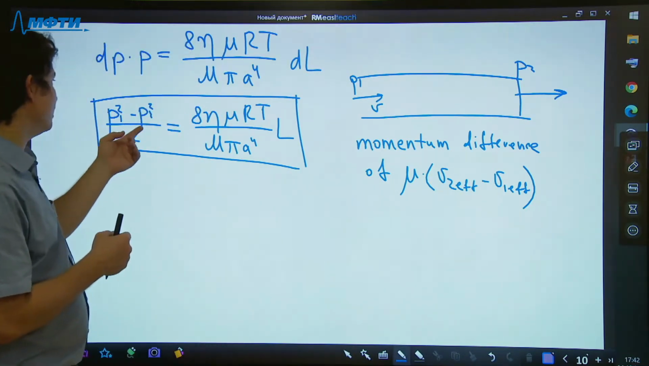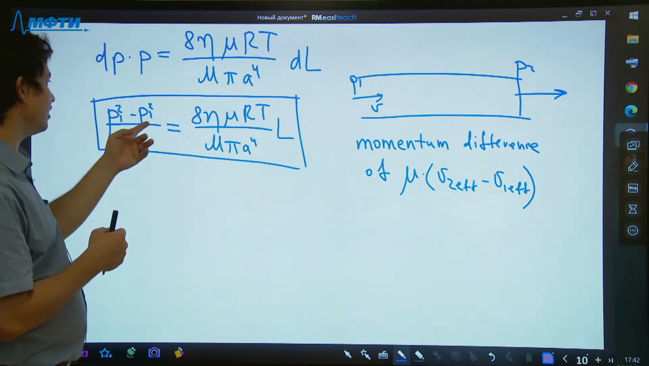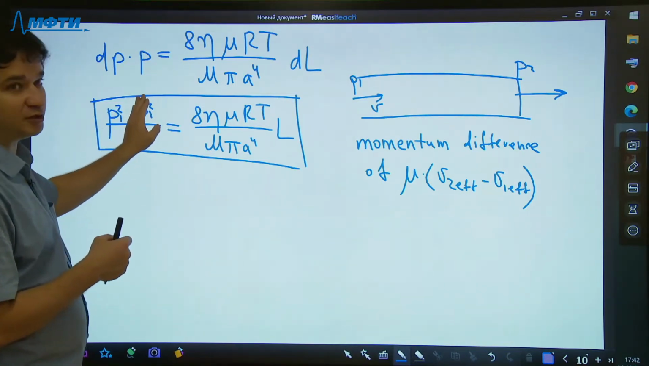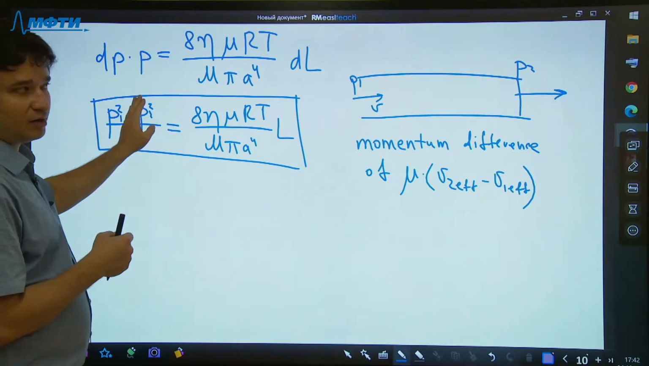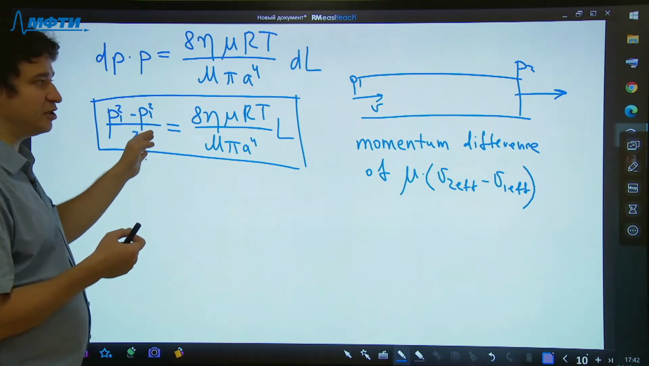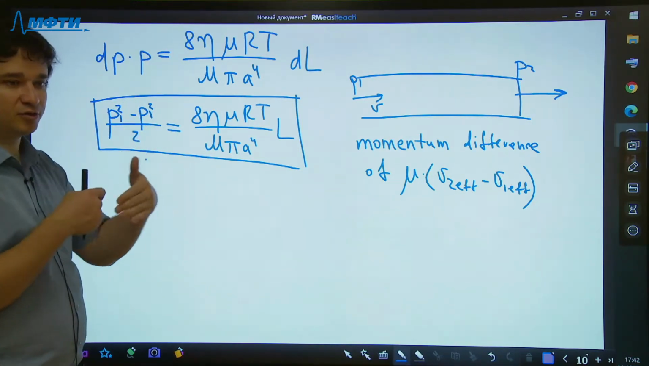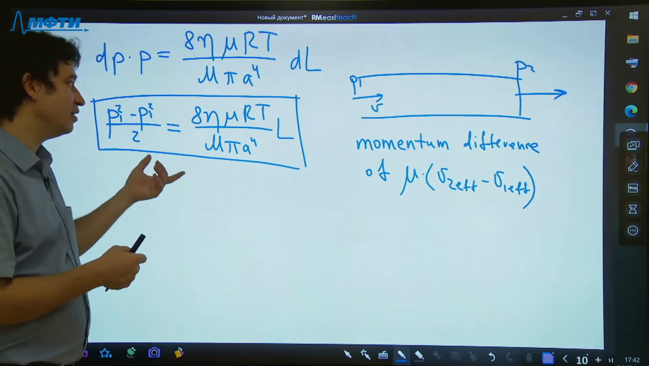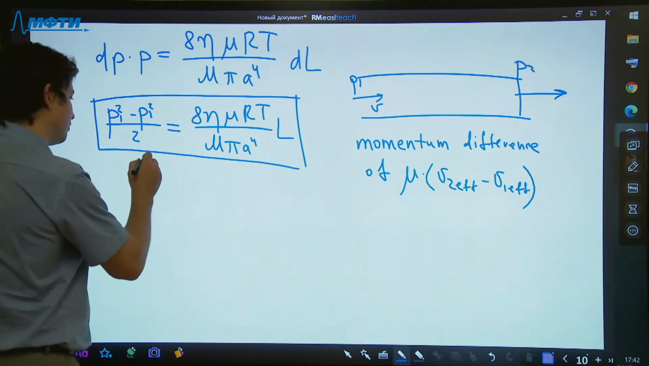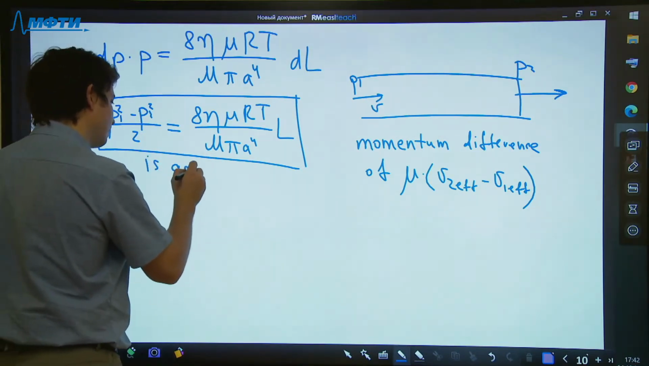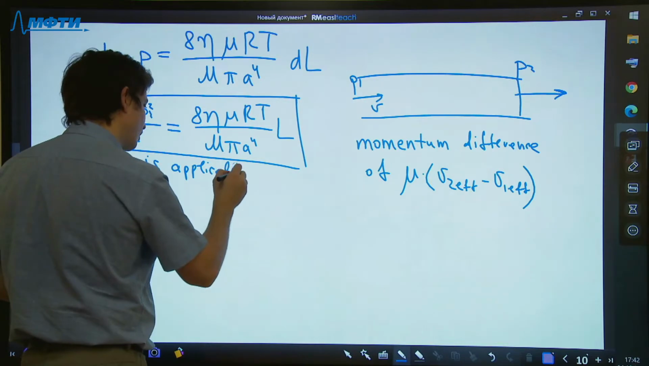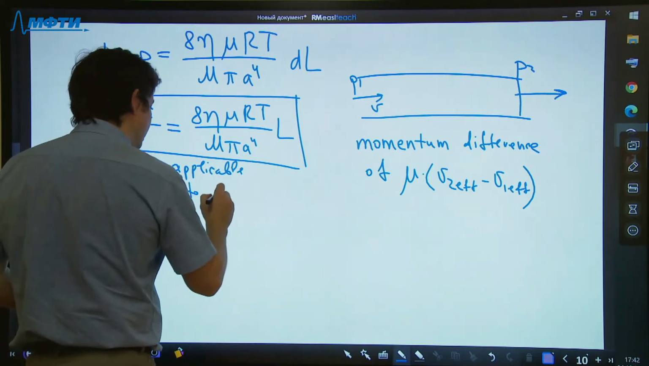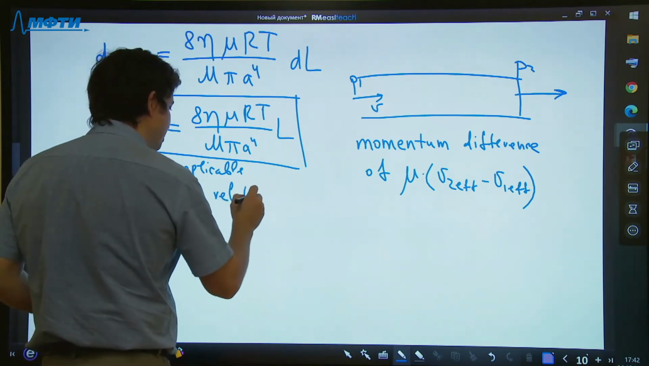So actually from this equation, it may look as if I can, for example, assume that P2 equals 0. But when P2 equals 0, that means that the density also goes to 0, and that means that velocity goes to infinity. So this equation is applicable only to relatively small pressure changes.